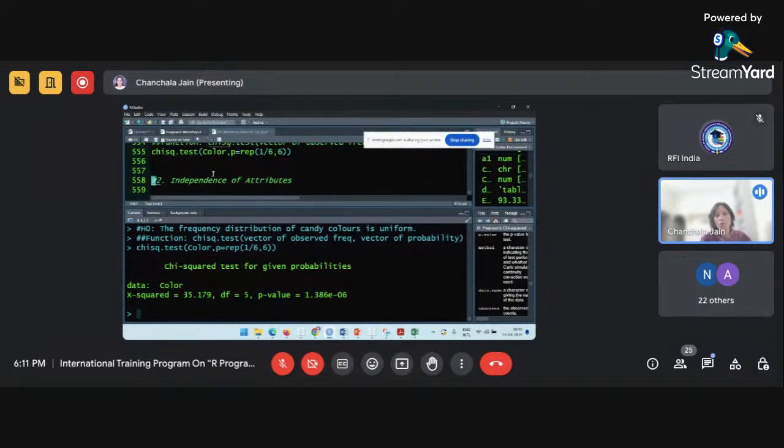Yes, we got the answer in the console. You can see the chi-squared value is 35.7191, for degrees of freedom 5. The p-value is 1.386e-06.